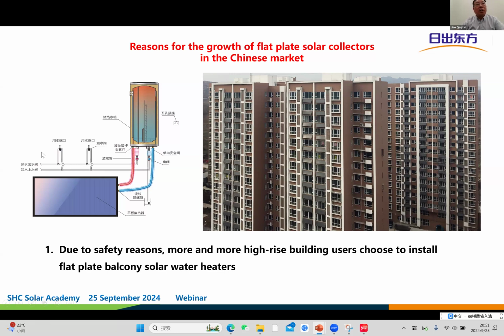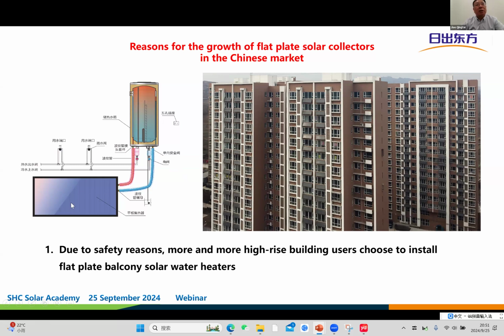And so in China, we developed a balcony system. That means we install the collector outside of the balcony, but the tank in the balcony. So this solves the installation on the high-rise building.